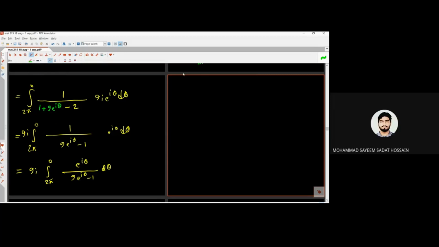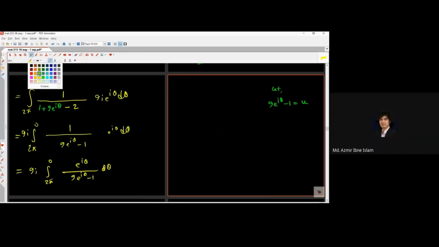Sir, we have to use the U-substitution method. Yeah, thank you. So we can apply U-substitution. The method of U-substitution says that we have to take a suitable function as u or z, let's say. Then we have to differentiate so that we can convert this integral to a simpler one. This is a complicated integral now, but if we take 9 e to the power i theta minus 1 as u, this is the substitution.